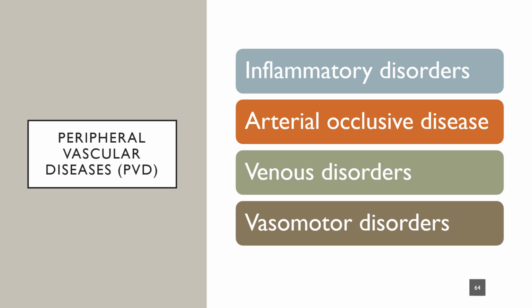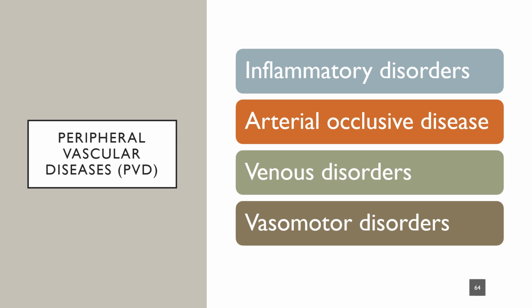Venous peripheral vascular disease involves edema, especially in the lower legs and ankles, skin changes such as hyperpigmentation or stasis dermatitis, and venous ulcers, typically on the medial malleolus, and leg pain that improves with elevation.